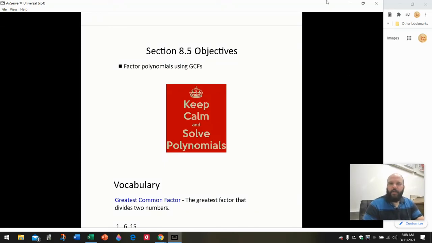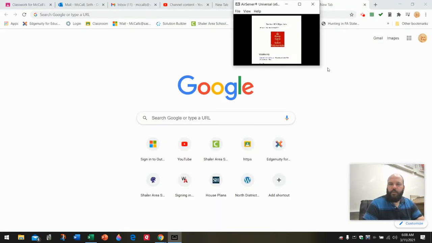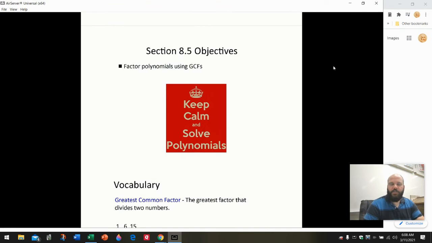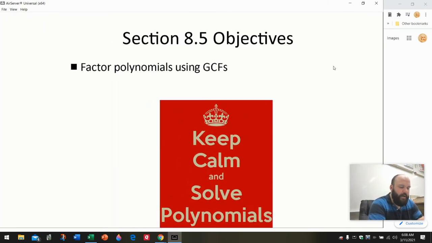Okay, hello everybody. So today we will begin our discussion in Chapter 8, Section 5. And what Chapter 8, Section 5 begins to introduce to us is the concept of a GCF with polynomials and how we end up using that. And what we end up doing with the GCF of polynomials is we end up reversing what we've been doing in the last few sections.